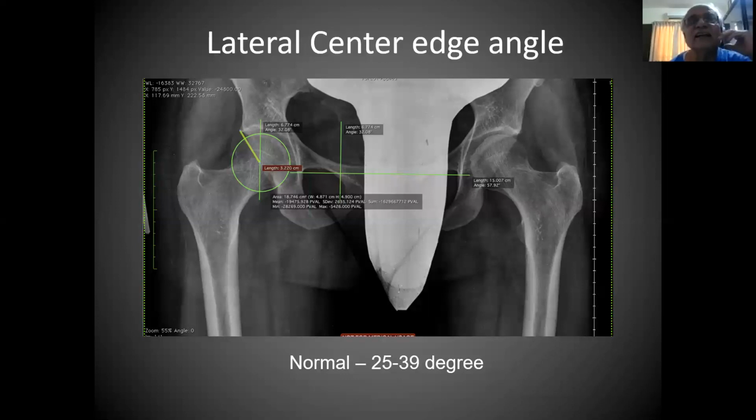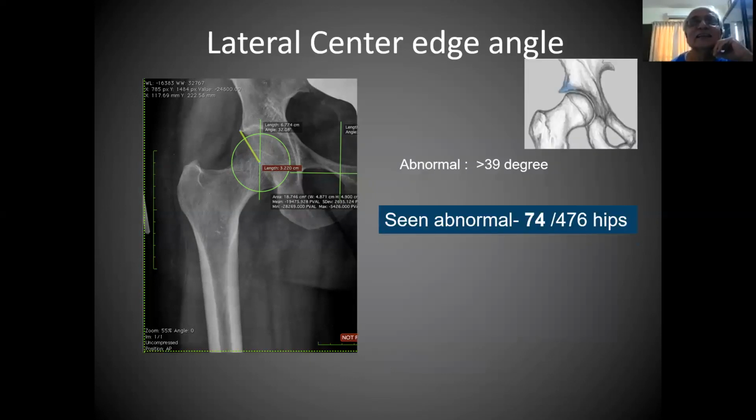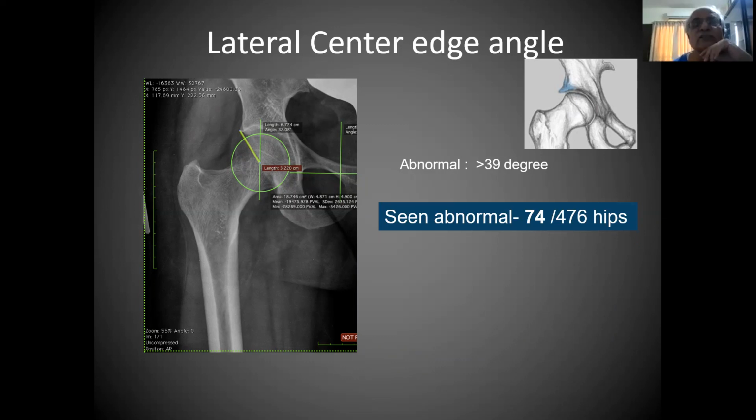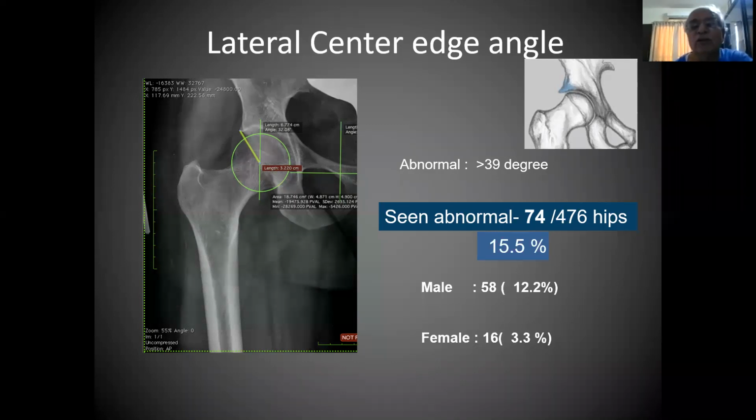And then lateral center edge angle. You look at this. This is the amount of work we did. So many calculations. Abnormal is more than 39 degrees. So we got a good number of patients with a center edge angle much more. So 15%, which is a very large number. Again, the male population was much more in FAI.